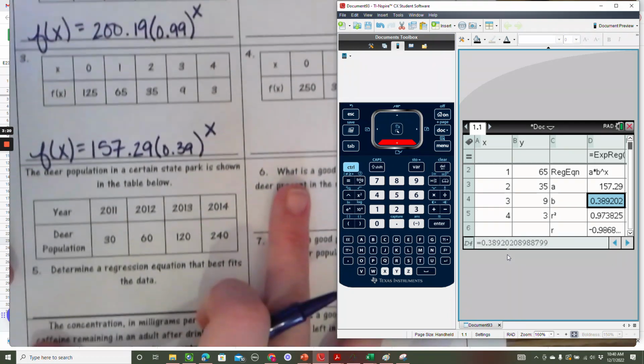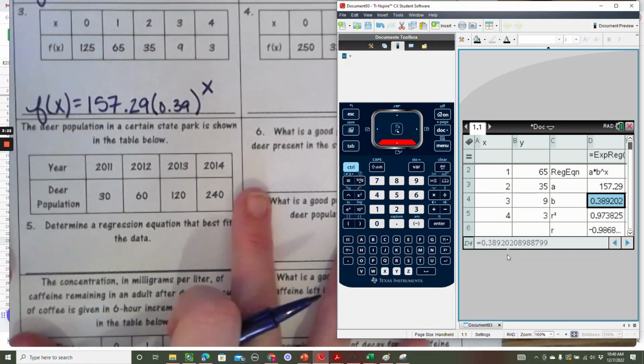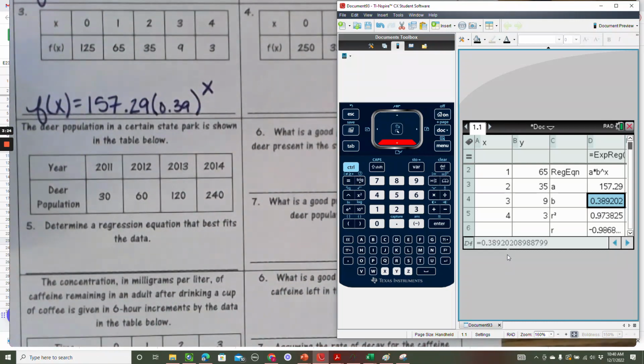This one's a little bit different. The deer population in a certain park is shown in the table. So in 2011, there were 30 deer. 2012, there were 60. 2013, there were 120. 2014, there was 240. Which of those is my X? The year. But am I going to put 2011 in there?